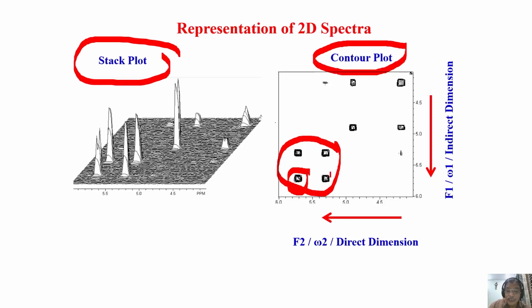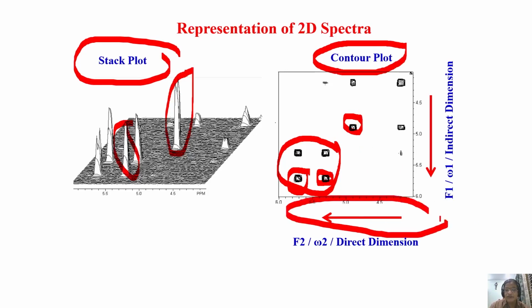Mind you, the area of this contour exactly matches the area of the corresponding peak in the stack plot. For example, I consider this peak, which is highly intense, and the area of that peak and this contour perfectly agree. This is just a translation of the stack plot. The peak in the normal one-dimensional pattern is transferred to a contour like this, so that we can represent it much more easily.